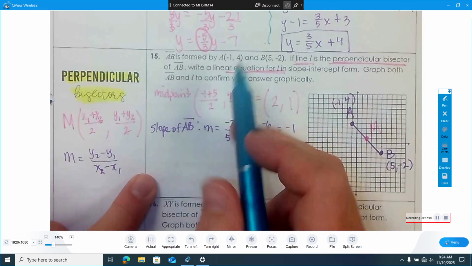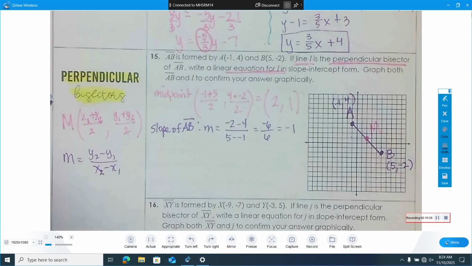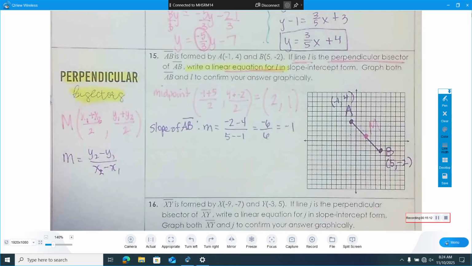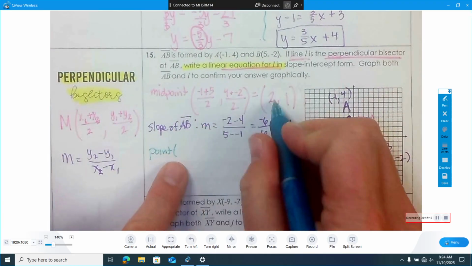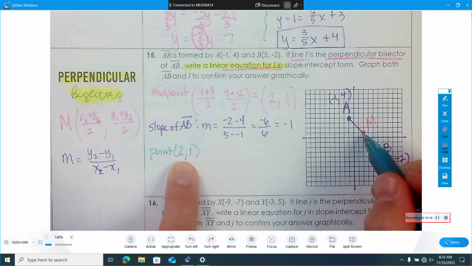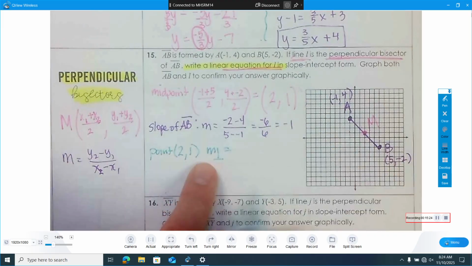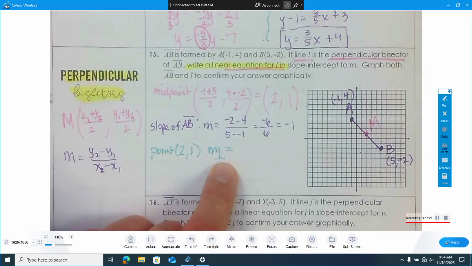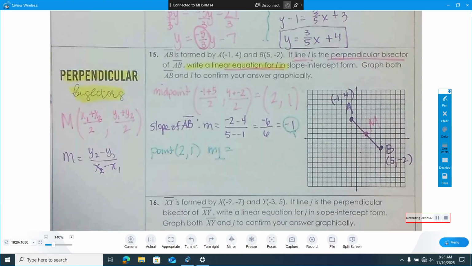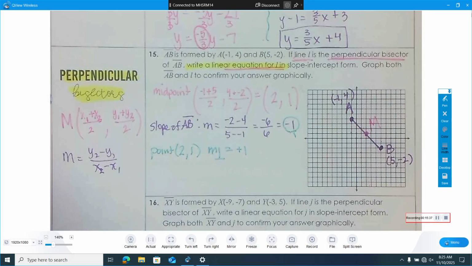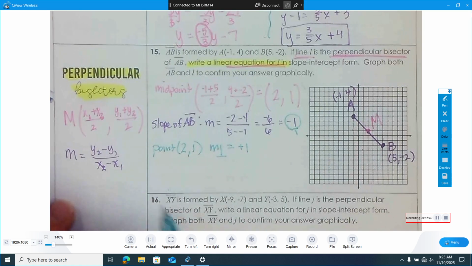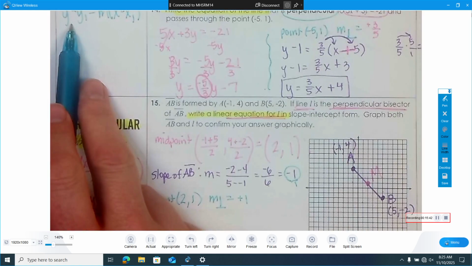To write my linear equation for line L, my point is my midpoint, 2, 1, because I want it to go through my midpoint. And then I need my perpendicular slope. Well, what's my perpendicular slope going to be? I'm going to take my slope, turn it into a fraction, change the sign, and flip the fraction, which just turns out to be a positive 1. Okay, now I can plug it in to my point slope form.